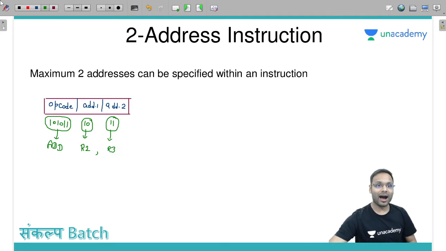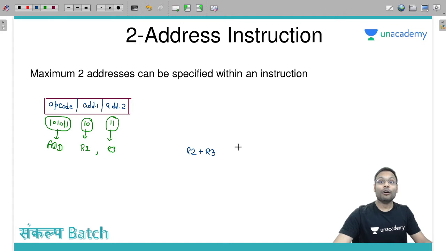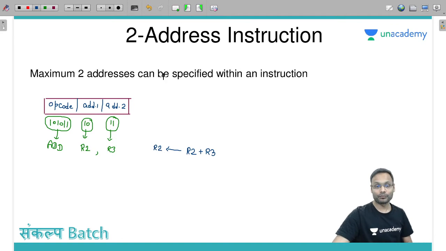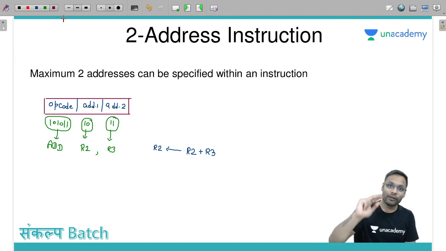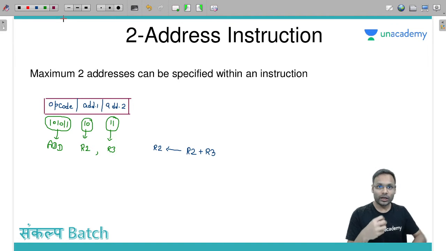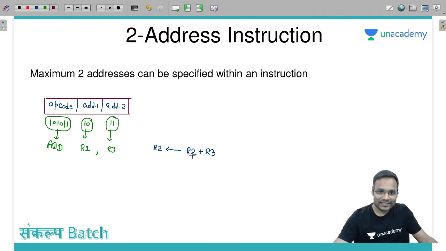Add R2 comma R3. What should we do? R2 plus R3. Now we have added the result. Where should we keep the final result? Where will the destination be? The destination will be one of these two only, either R2 or R3. Let's assume R2. It means if you can provide only 2 operands maximum, not more than that, and you want both operands as input, then one of the operands will also be used as the destination.